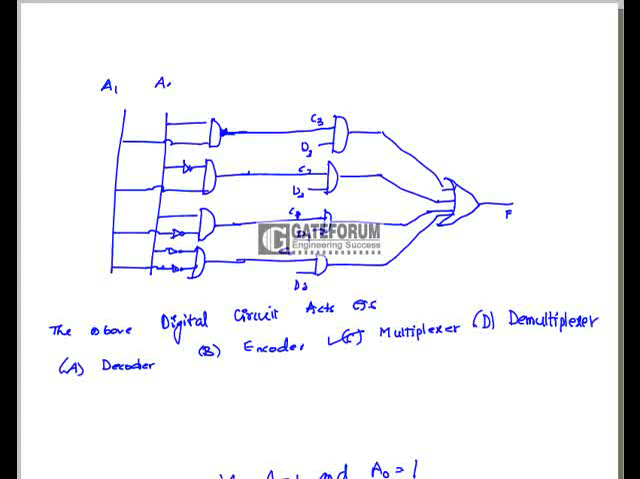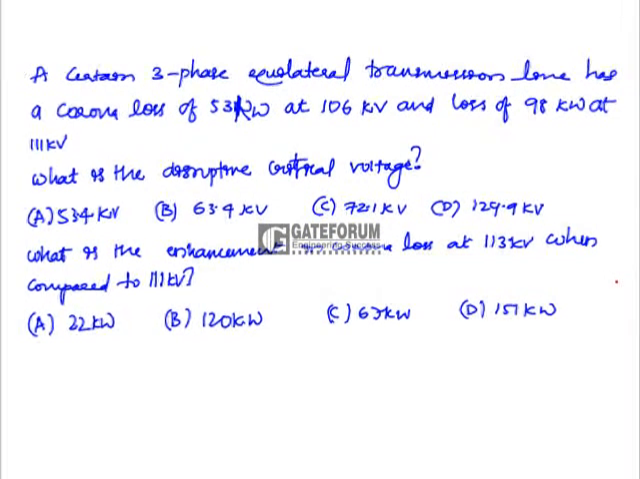So option C is correct. A three-phase equilateral transmission line has a corona loss of 53 kilowatt at 106 kilovolts and a loss of 98 kilowatt at 111 kilovolts. What is the critical disruptive voltage?